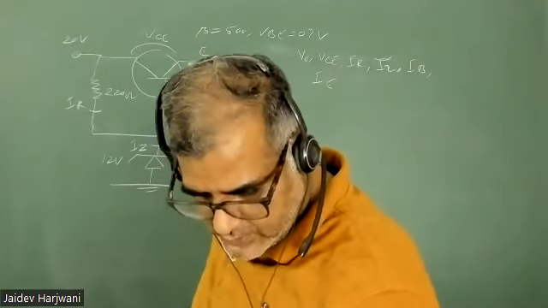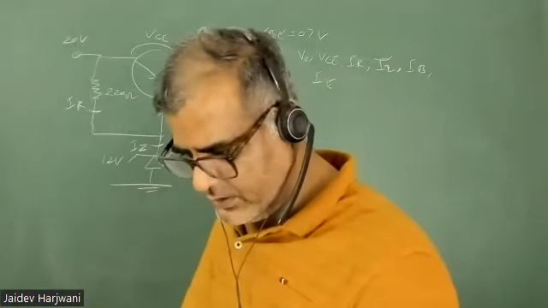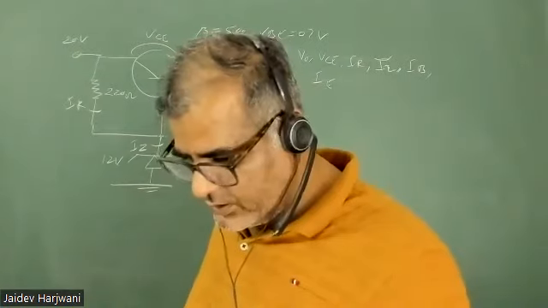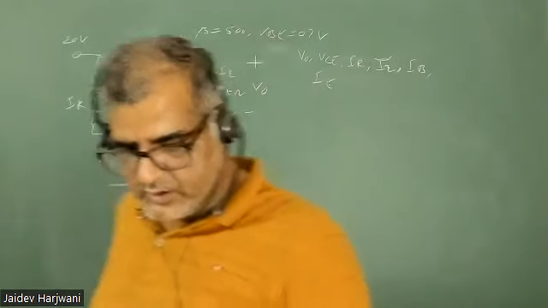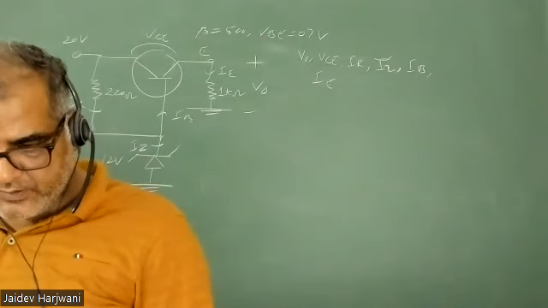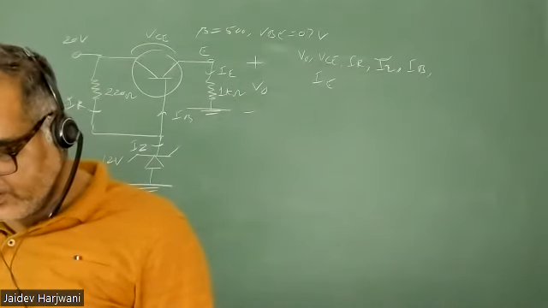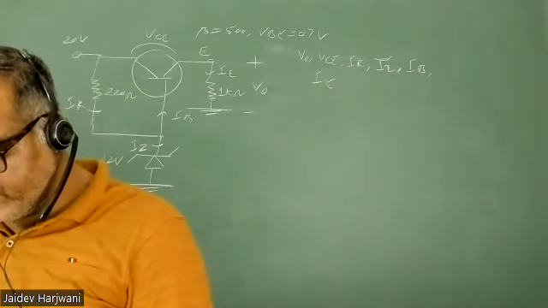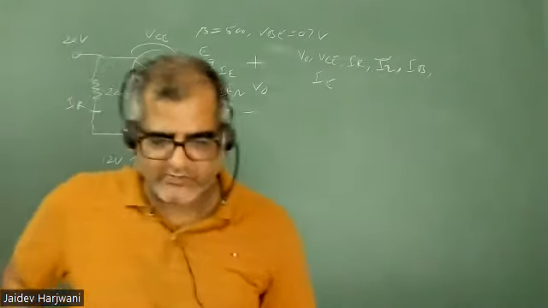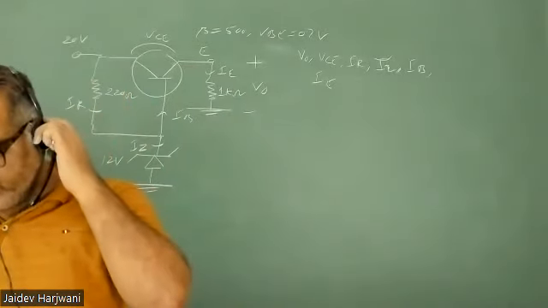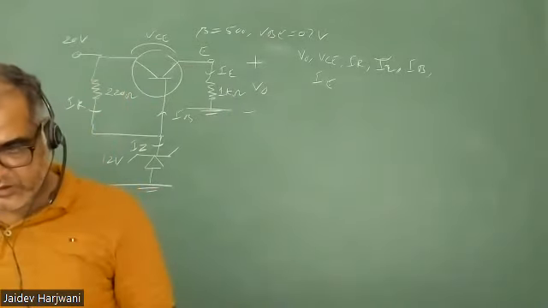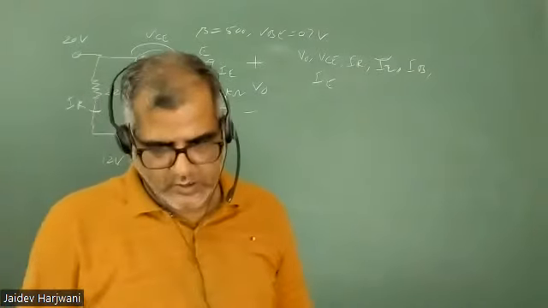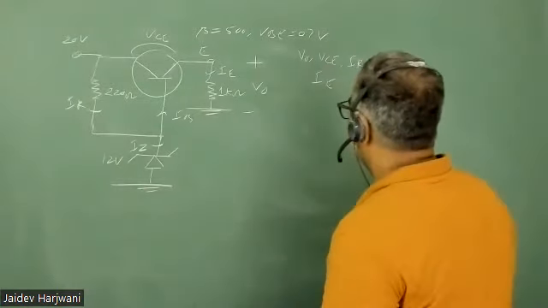Sir, I'm calculating. How can you take so much time? I'm just asking what is V0. How to calculate V0? Just look carefully. Write the equation. Tell me what is V0. VZ plus VBE plus V0 equals 0. Wait sir, I'm calculating.